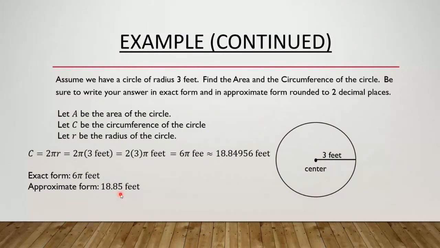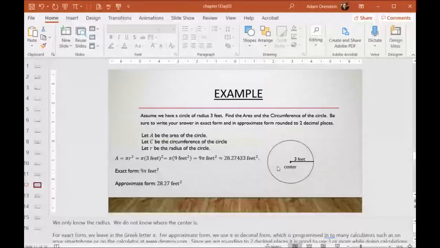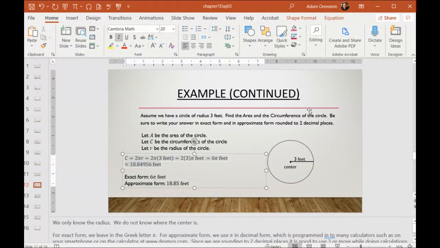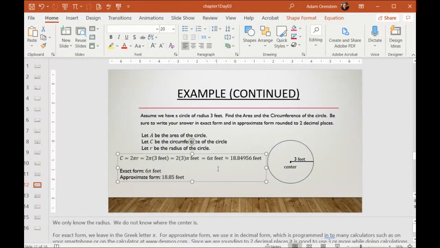Yes? How did you get the 18.84? You multiplied 6 times pi? Yeah, that's right. You do 6 and then times, then you press the pi key on your calculator and then press enter.